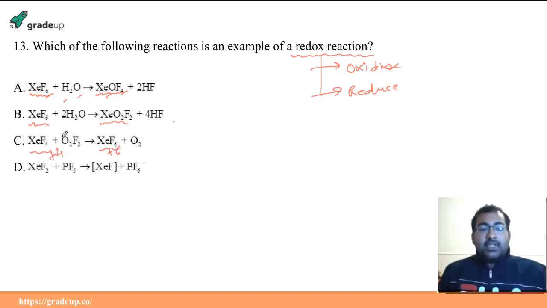And the oxygen which is here is eventually changing its oxidation state as well, right? It's from +1, or rather from half, going into 0. So it's actually an oxidation and reduction reaction, and it is called a redox reaction.